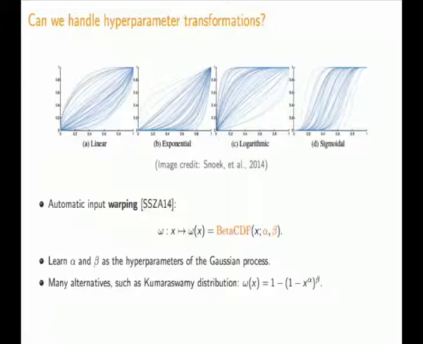One of the potential choices is the beta CDF, which is the cumulative distribution function of a beta distribution, which is bounded and covers all those types of transformation. You have things that are quasi-linear, things that are exponential, logarithmic, depending on the choice of alpha and beta. Those can then be viewed as additional hyperparameters that you can optimize through your Bayesian optimization procedure. That's working pretty well in practice.